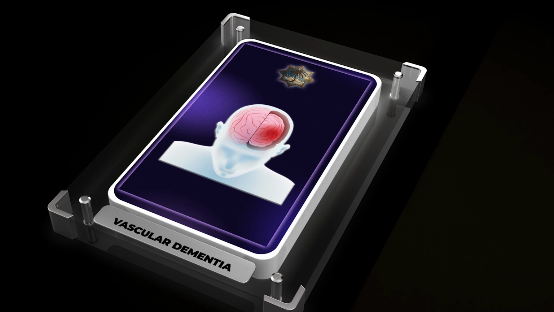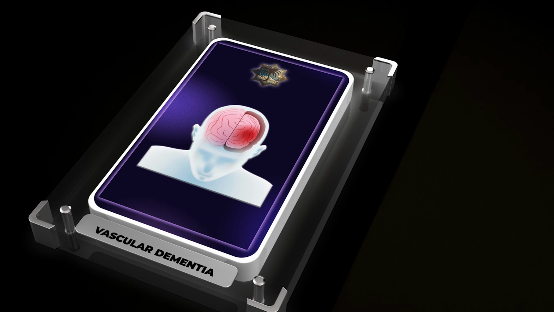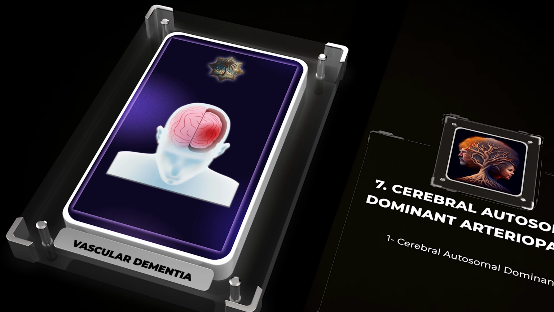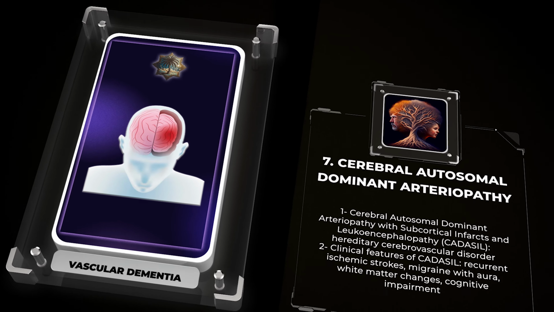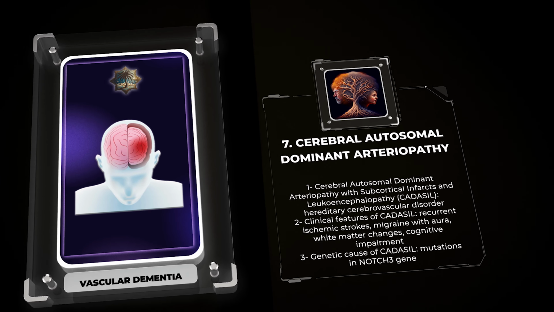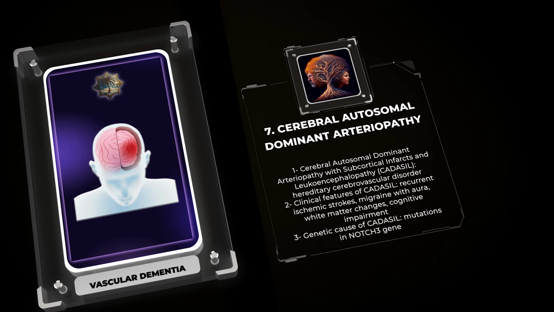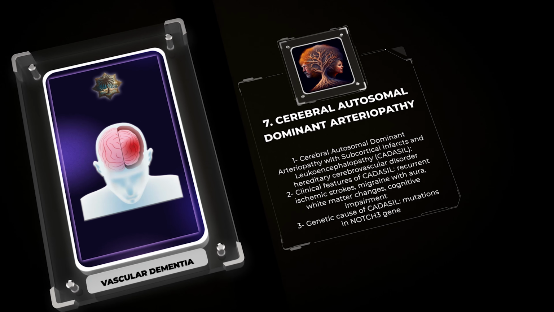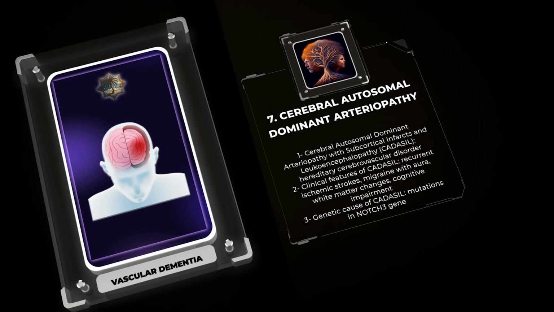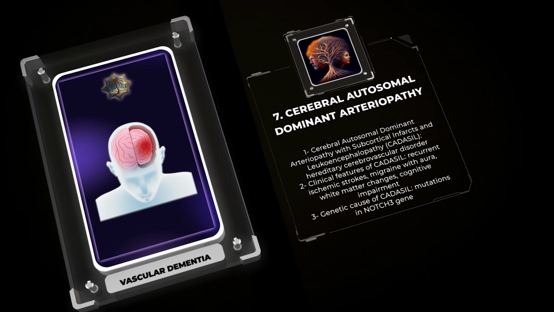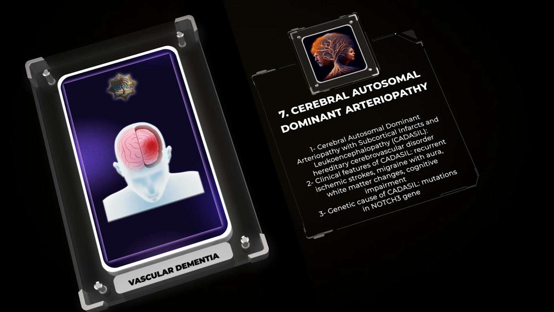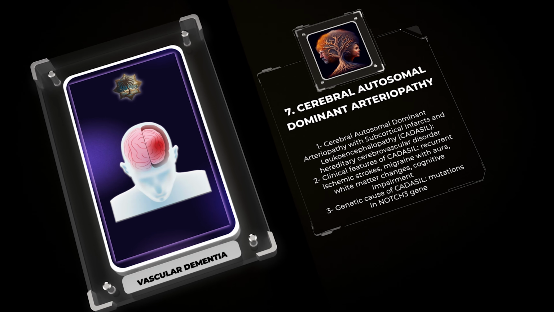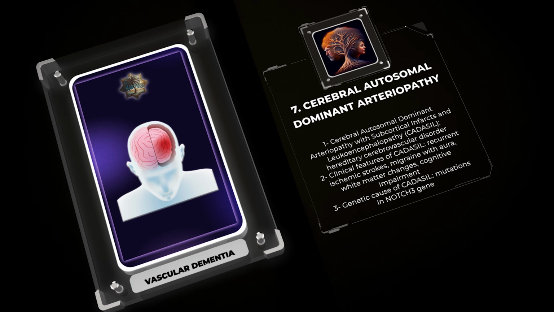Cerebral autosomal dominant arteriopathy with subcortical infarcts and leukoencephalopathy, CADASIL, is a hereditary cerebrovascular disorder. It is characterized by recurrent subcortical ischemic strokes, migraine with aura, white matter changes on neuroimaging, cognitive impairment, and mood disturbances. CADASIL is caused by mutations in the Notch3 gene, leading to abnormal deposition of granular osmophilic material in small arteries and arterioles.